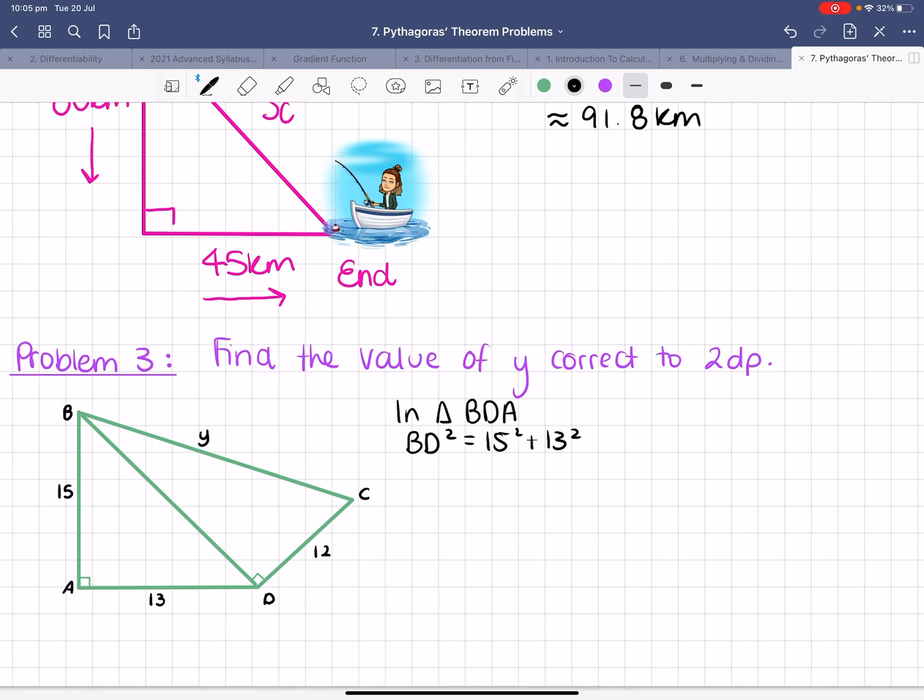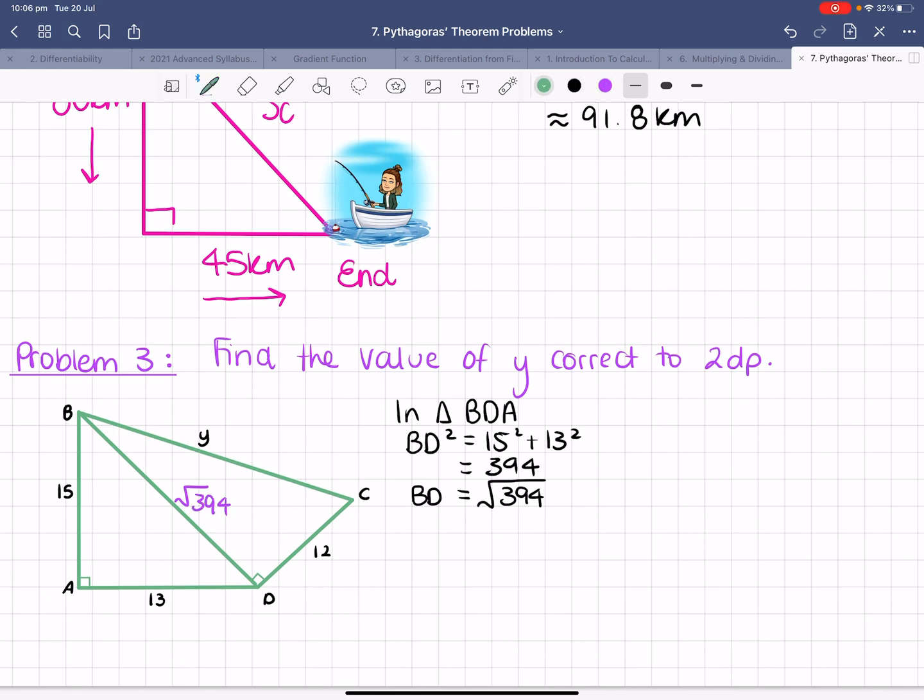And that is equal to 394. But that's BD squared. We just want BD. So we take the square root of 394. Now, because that won't give us a whole number, because it's a surd, we're actually going to keep it at that length because it's the most exact form. So this length here now is square root of 394.